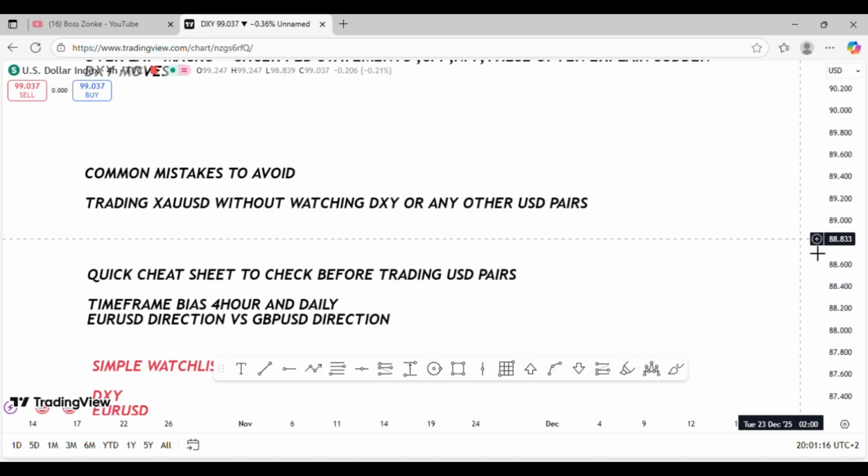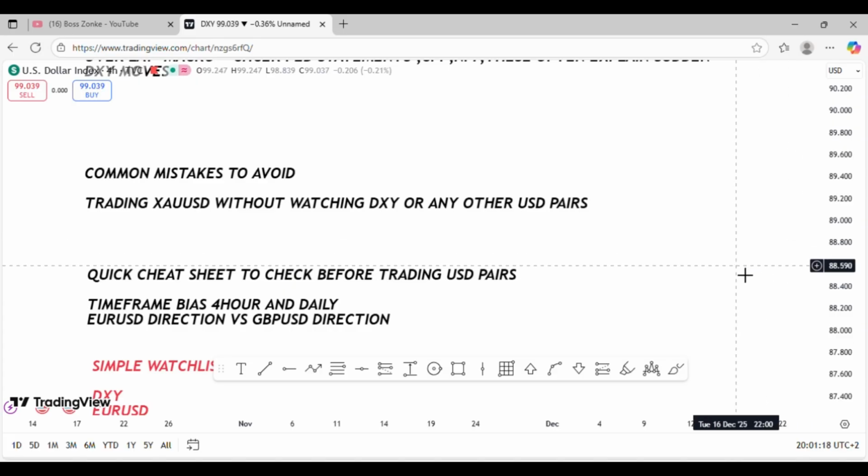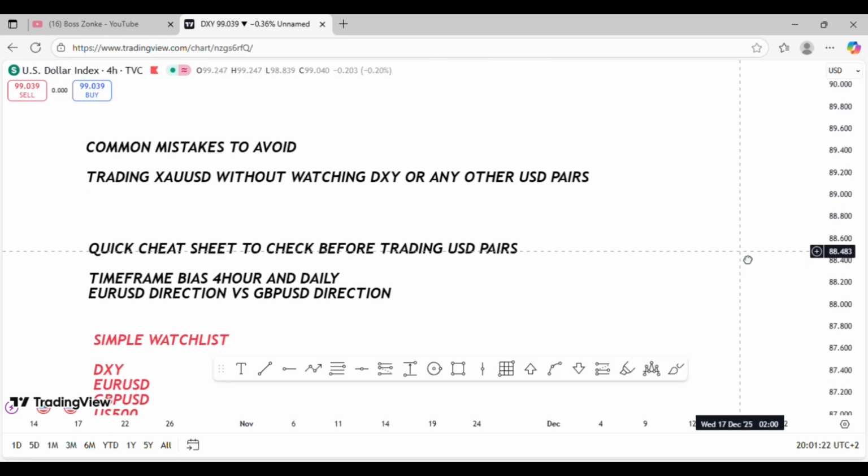You have to go and check the DXY before you trade gold or any other USD pairs. So, quick cheat sheet to check before trading USD pairs.